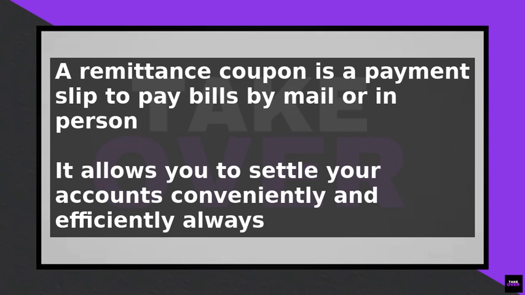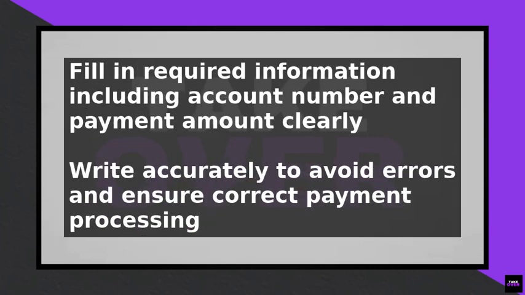To use a remittance coupon, begin by obtaining one from your biller or downloading it from their website. Fill in the required information, including your account number, payment amount, and other relevant details. Make sure to write clearly and accurately to avoid any errors.